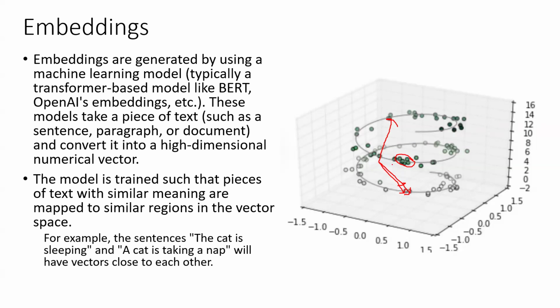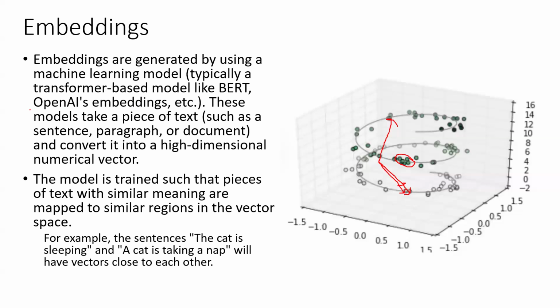Right now, I'm showing this to you in 3 dimensions, but these embedding models are trained in such a way that they create those mathematical numbers or vectors in 1500 dimensions or 3000 dimensions. That is specific to each embedding model, but this is the range basically. Okay, let me read it out. Embeddings are generated by using a machine learning model, typically a transformer-based model like BERT, OpenAI's embedding.